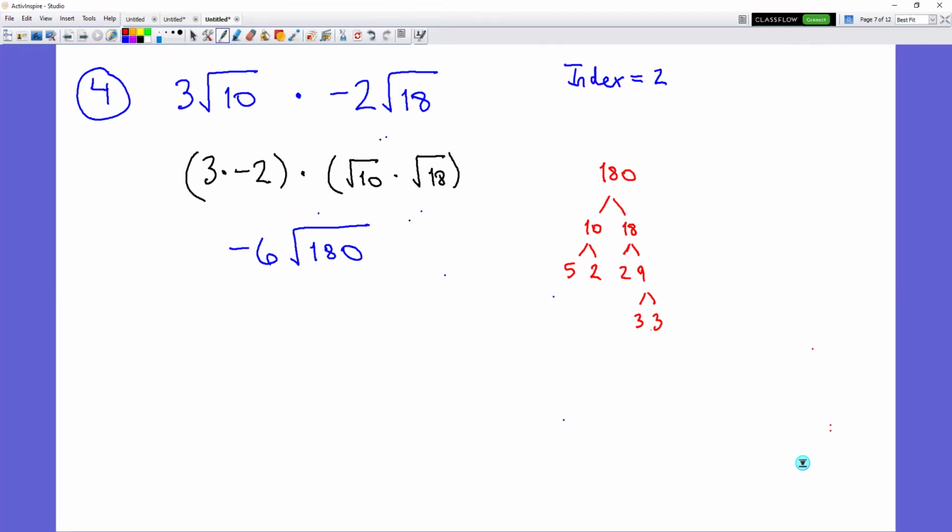Again, the index is 2, so we're just looking for pairs. So we do have a pair. In fact, we have 2 pairs. We have a pair of 3s right here, and we also have a pair of 2s right here. The 5 that was not broken up will get boxed.